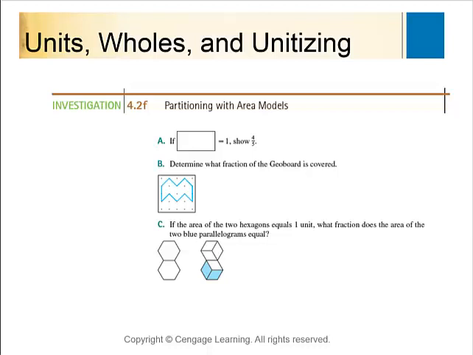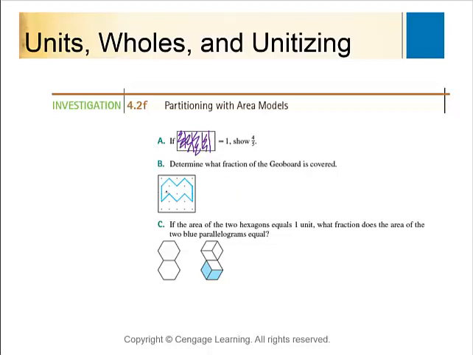Partitioning area models: if that whole block equals 1, how would they represent 4/5? They probably would break it into 5 partitions. 1, 2, 3, 4. Is that right? 1, 2, 3, 4, 5. And then they would need to shade in 4 of those, and then they could go, oh yeah, that's 4/5.